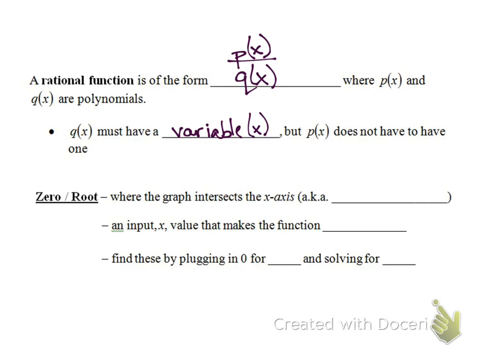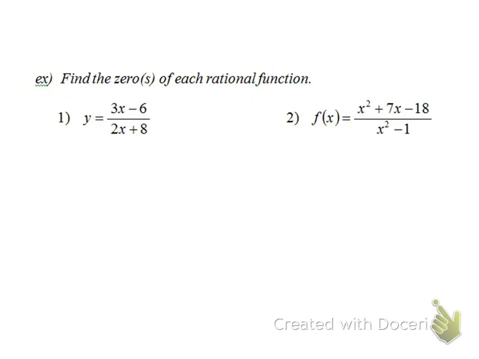A zero, or root, is where the graph intersects the x-axis, also known as an input x value that makes the function 0. You find these by plugging 0 in for y and solving for x. We're going to find the zeros in these following functions.